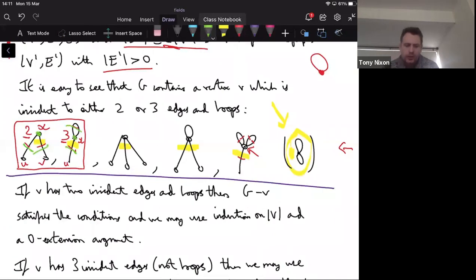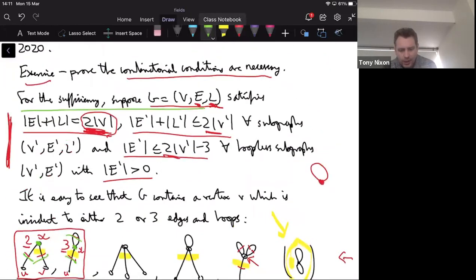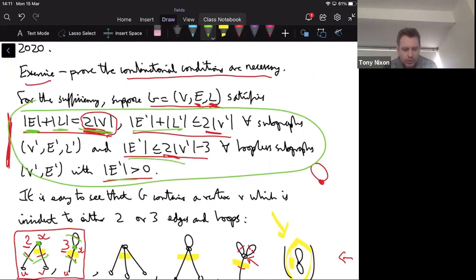So we remove X, and we get a smaller graph that, because we removed the vertex with two incident edges or edges and loops, we're still in the same combinatorial class. We still satisfy our conditions. It's not so hard to see. We've reduced V by one, so this side goes down by two. We remove either two from here or one from here and one from here. And similarly the inequalities all work out.